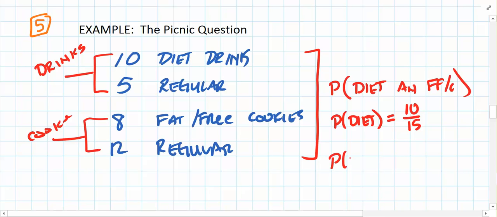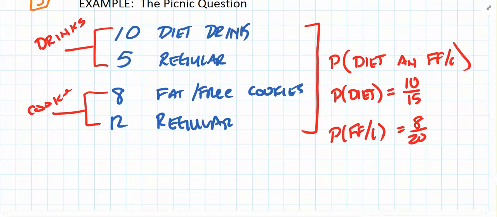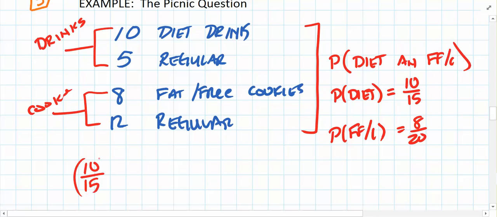Yeah, that would be 8 out of 20, right? Because there's 8 of them, there's a grand total of 20. Okay, well, according to my theorem, I'm supposed to multiply these together. So 10 out of 15 multiplied by 8/20ths. That gives me what? What'd you guys come up with? What'd you get? Flo, what'd you get in the back, buddy?